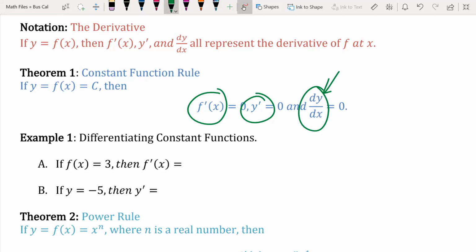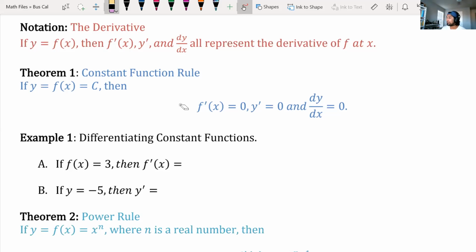So again, for theorem number one, if you are given a constant, and remember what a constant is, a number without a variable. So the derivative of any constant is zero, which brings us to the examples below.